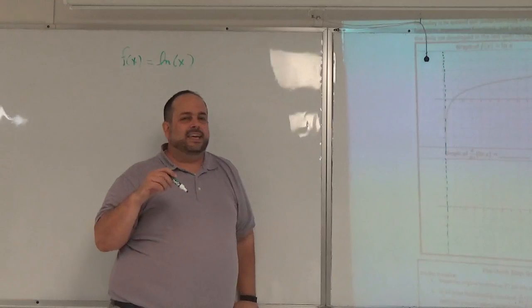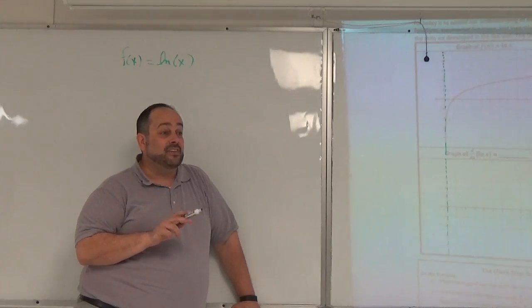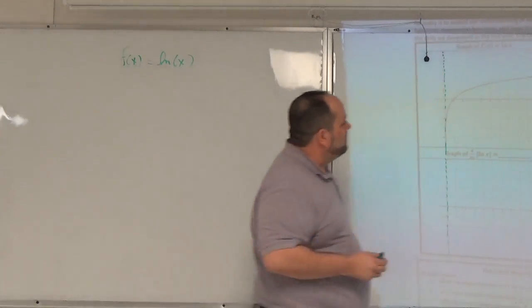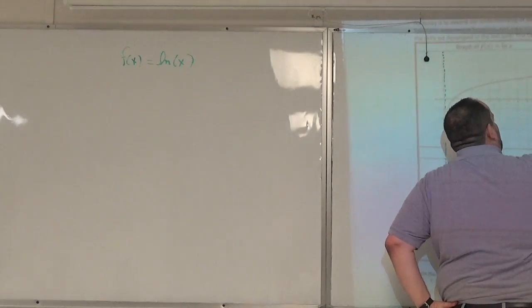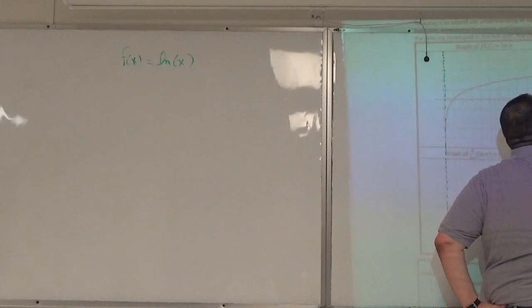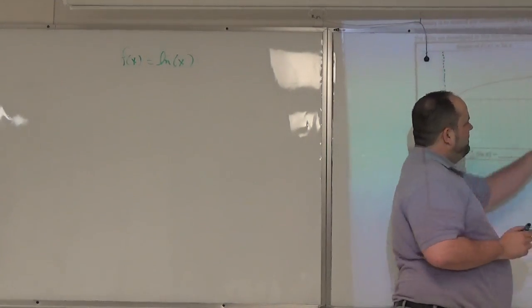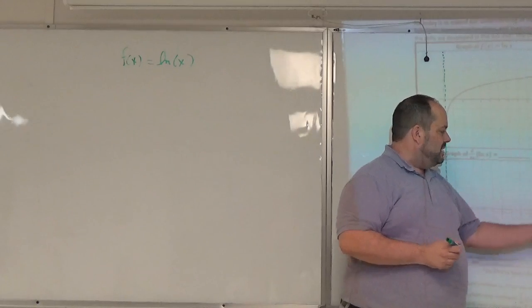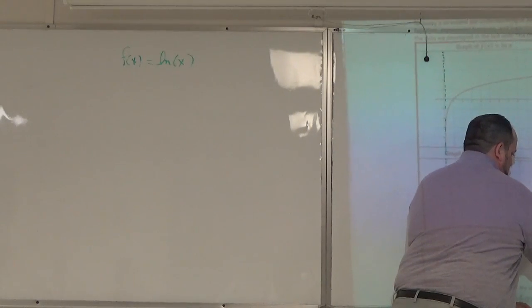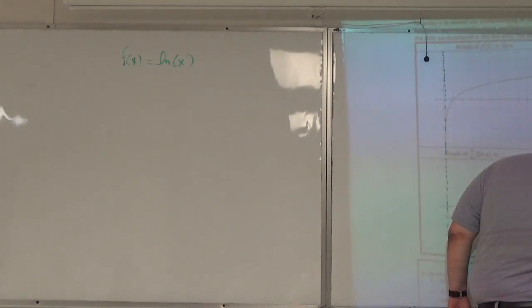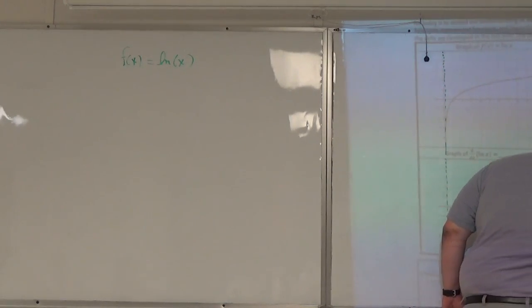No one's mentioned anything about concavity. Carmen, save yourself here. F of x is concave down. F of x is concave down. Where? On the interval 0 to infinity. So if f of x is concave down in the interval 0 to infinity, then what do I know about f prime? F prime is decreasing. F prime is decreasing on the interval 0 to infinity.